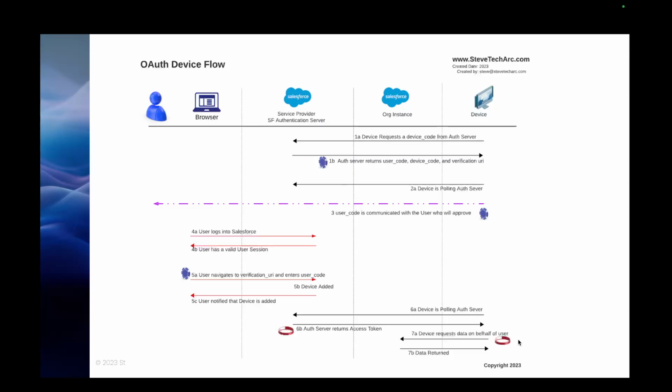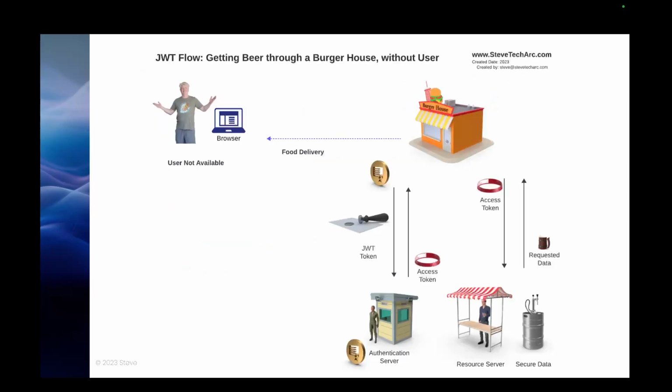So that is OAuth device flow, meant for devices on one side of the flow and users on the other side. And the only thing exchanged is something that could be looked at on a screen, read over a phone. That's the auth code. That's the purpose of device flow.